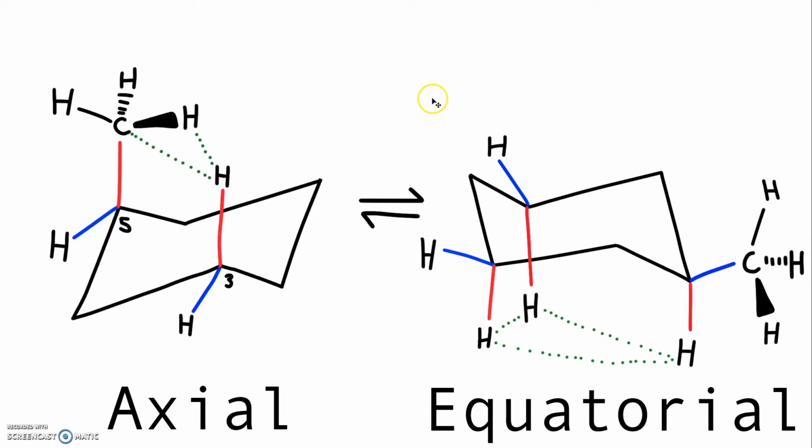However, as we move over to our next cyclohexane, which has a methyl group in an equatorial position, we can see that there is negligible steric strain present. This creates a chair conformation that is much more stable, lower in energy, and heavily favors the right side.